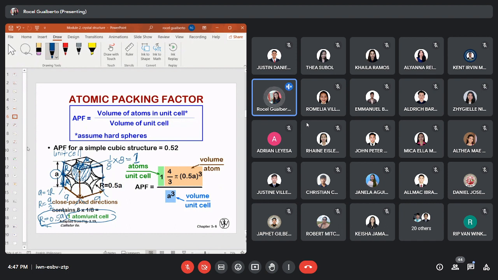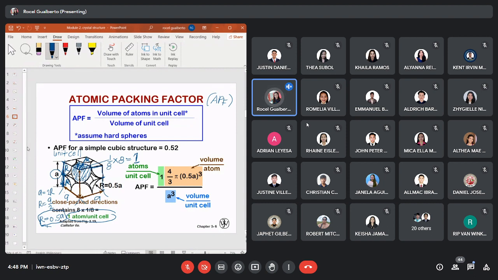Okay? Alin po yung APF? APF is this atomic packing factor. Okay? APF, atomic packing factor. And how do you determine this APF? APF is simply the volume of atoms in the unit cell divided by the volume of unit cell.